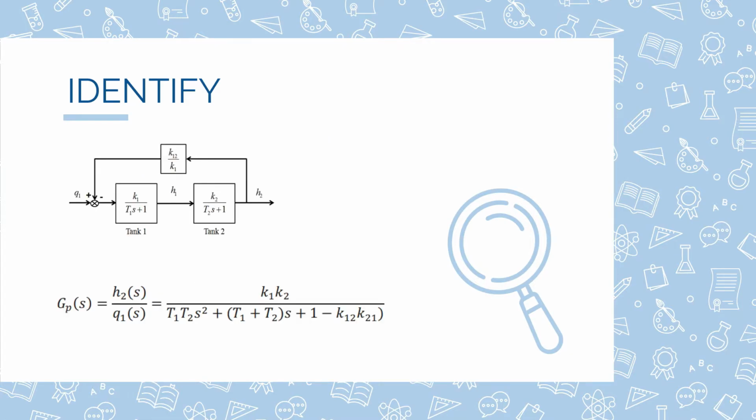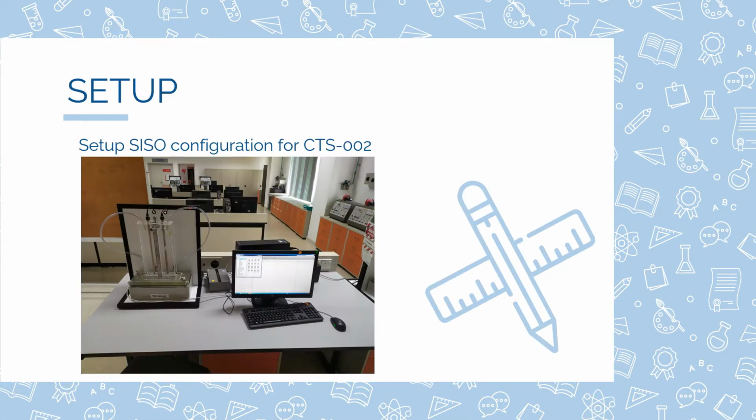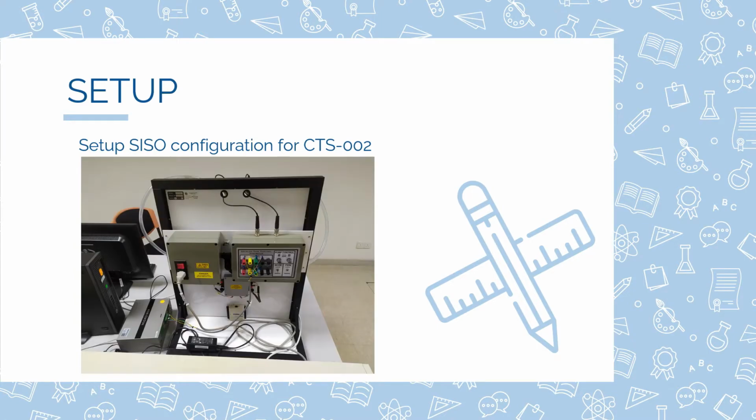Next, the block diagram of the system is obtained, and from there we get the mathematical equation based on the block diagram. We set up the CTS002 with seesaw configuration where the input will be on tank 1 and the output will be on tank 2. The buffer between tank 1 and tank 2 is fully open. This is the back view of the coupled tank system. It shows the connection of the CTS002 to the microbox.